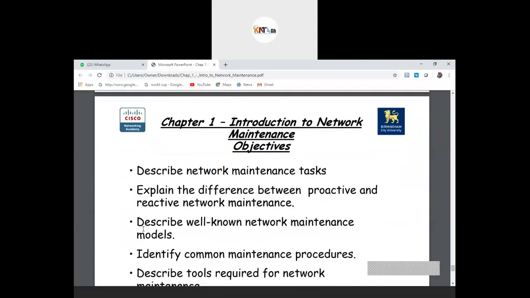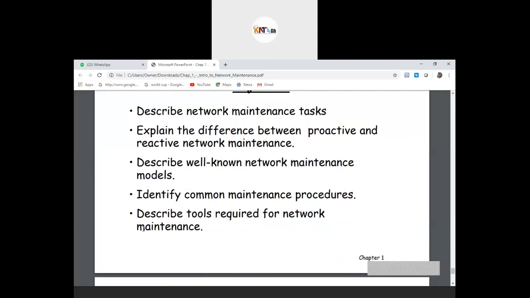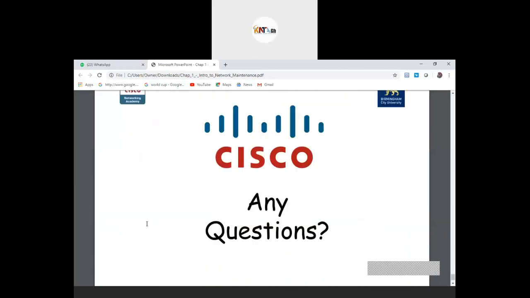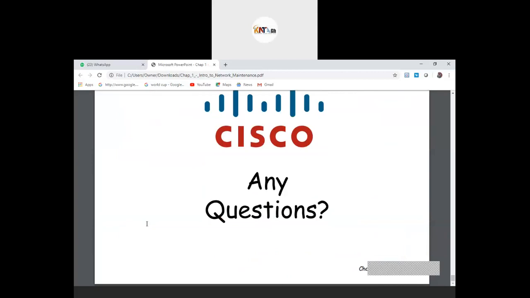So today, we have been able to describe network maintenance tasks. We have been able to explain the differences between proactive and reactive network maintenance. We have been able to talk about well-known network maintenance models. We have been able to identify common maintenance procedures. And we have been able to describe tools required for network maintenance.